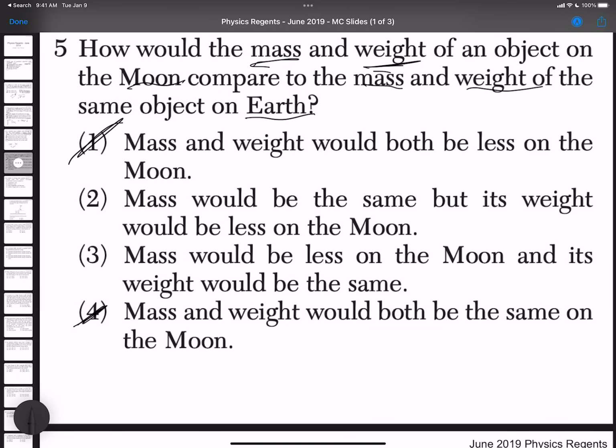And option 3 says the mass would be less. So again, it can't be that. So again, using process of elimination, we get ourselves to question choice 2.